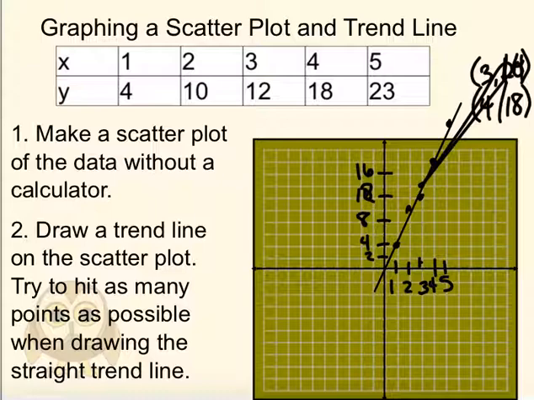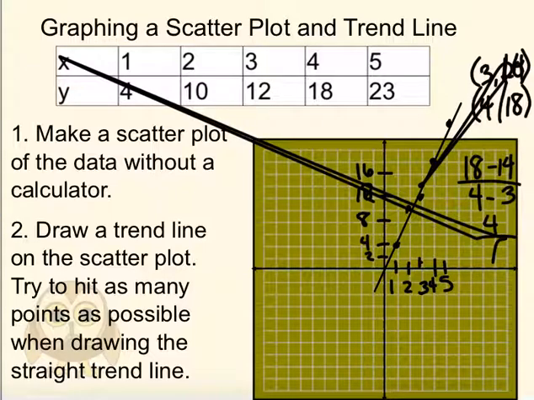So it looks like I can find my slope by doing y2 minus y1, so 18 minus 14 over x2 minus x1, so 4 minus 3, which means I have a slope of 4. Now, depending on your trend line, you might have a slope that's about 4, maybe 5, maybe even up to 6. Regardless, it's going to be somewhere in that range. It just depends on how you drew your trend line.